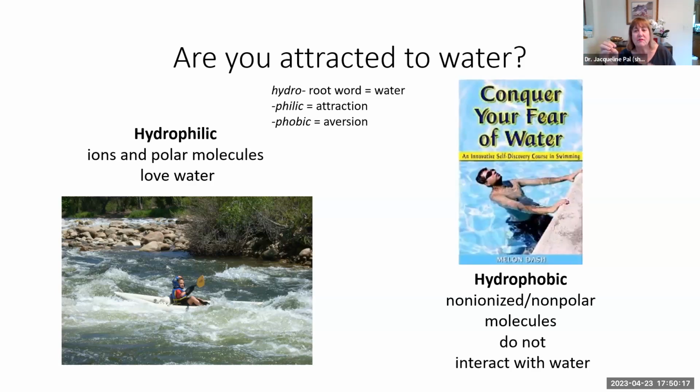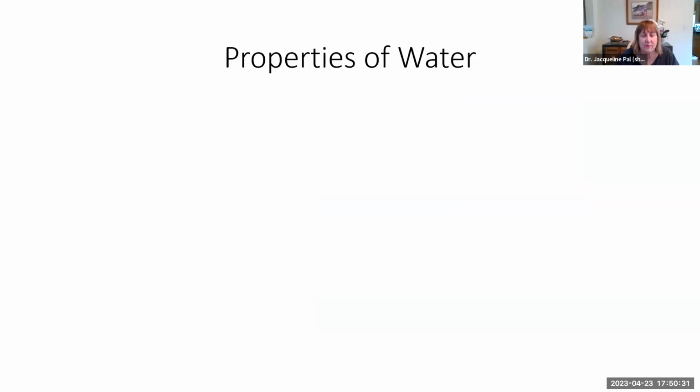Now, molecules that are not ionized and are not polar do not want to interact with water. And so they are called hydrophobic molecules. And so we'll be coming back and talking about this all semester. So looking at water, there's quite a few unique properties of water. We're going to go through, I think it's about 6 of them today, some of them briefly and some of them in a little bit more detail.